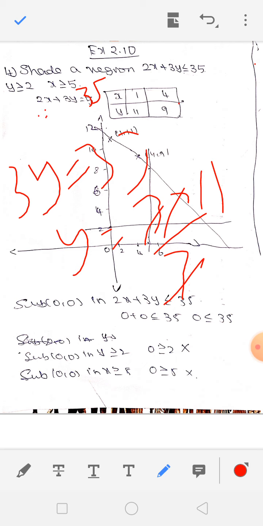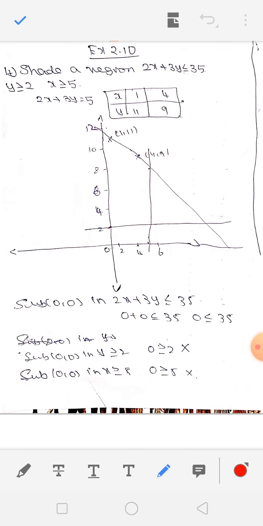Okay, and then same method, if I put x value 4, 2 4s are 8, plus 8 goes to that side, minus 8, 35 minus 8 is what? 27. So 3y is equal to 27. So y value what? 9. So y value is 9. Okay, so x value 1, y value 11; x value 4, y value 9.